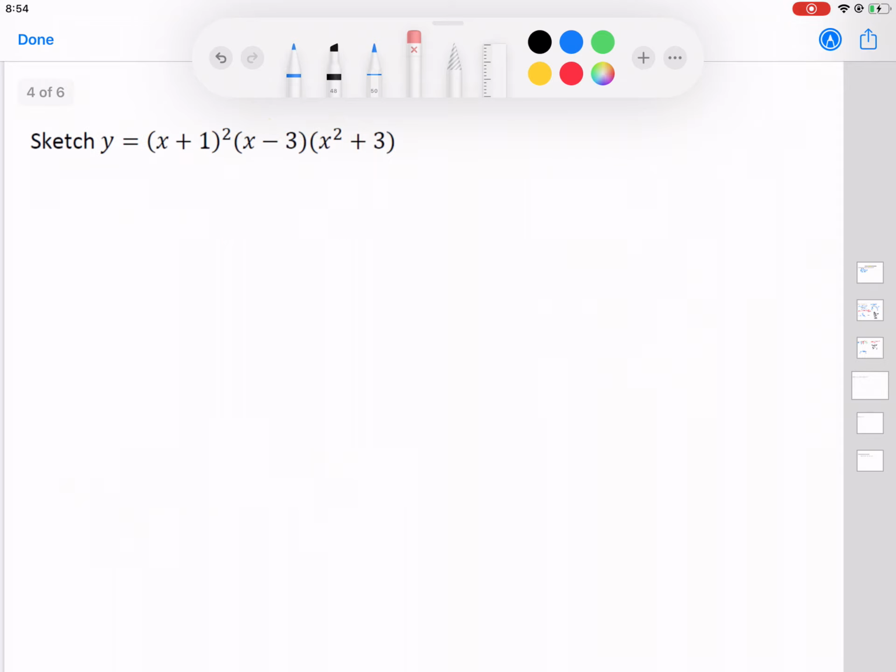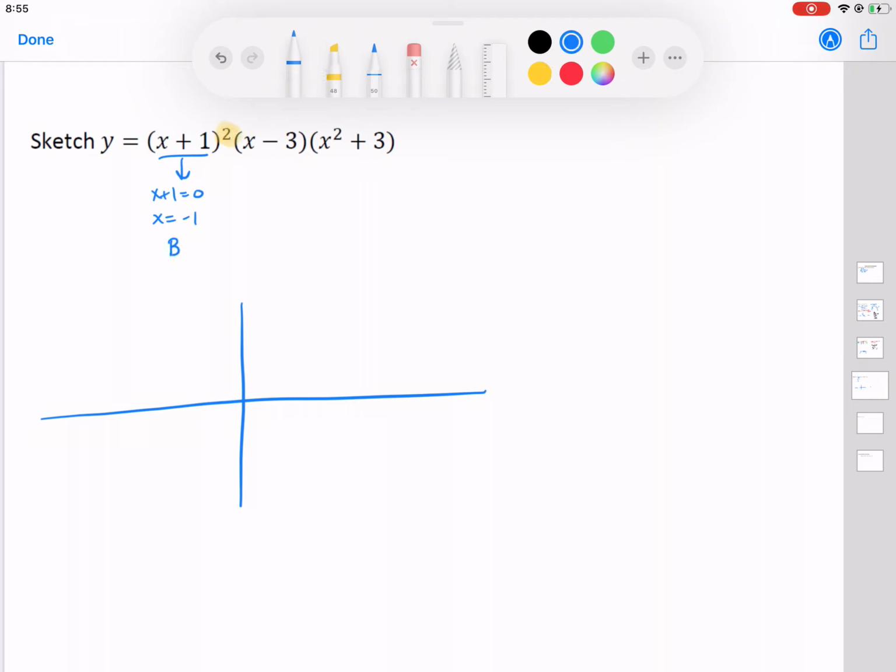Let's do another example in this video really quick. So x-intercepts. I'm going to go ahead and make my graph. I'm going to find my x-intercepts by setting each factor that has an x equal to 0. And then multiplicity will tell me if it bounces or crosses. So it's even multiplicity, so it's going to bounce. So I have my x minus 3 equals 0. So x equals 3. Multiplicity on this one is odd because it's a 1. Therefore, this one's going to cross.